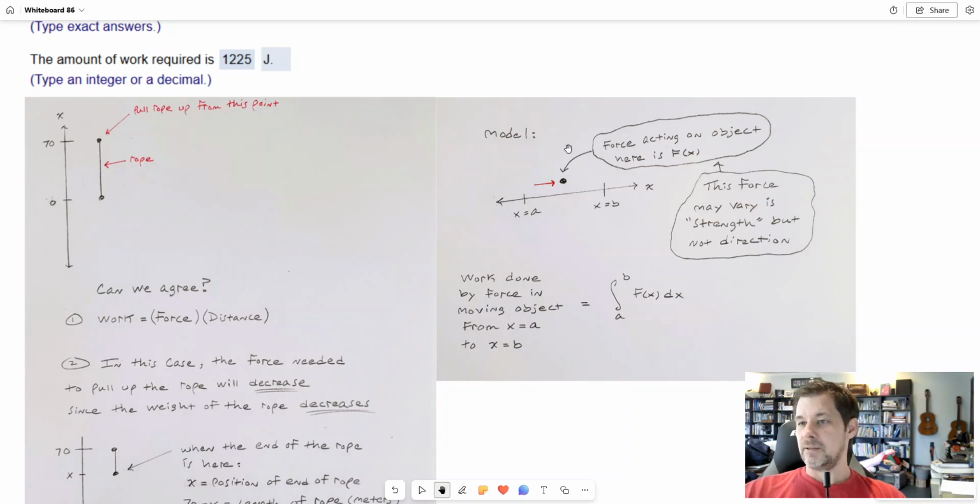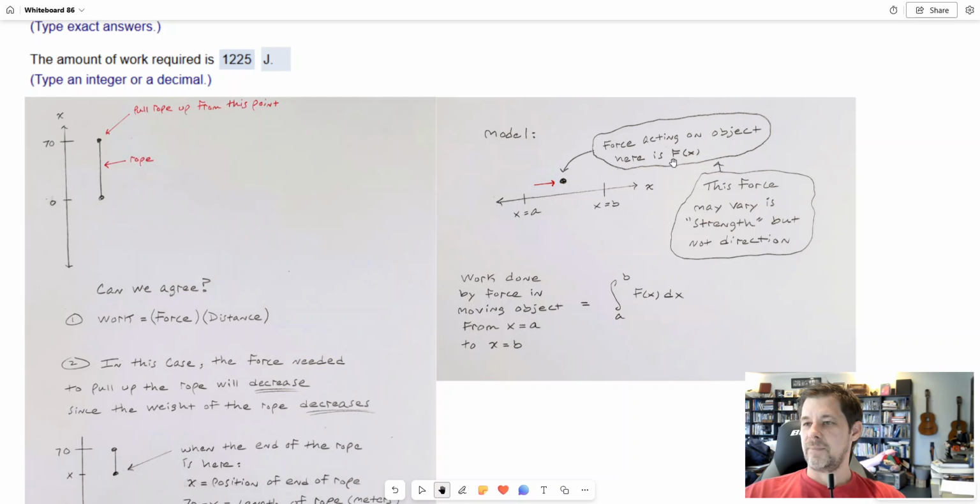Now, the model says that there will be some object that's being moved along the x-axis from A to B. When I say x-axis, I don't mean literally that it's got to be a horizontal axis. It can point any direction you want, but it is a straight axis, and we're moving this object in a straight line from one point on that axis to another, from point A to point B. And there will be a force acting on this object at each point.